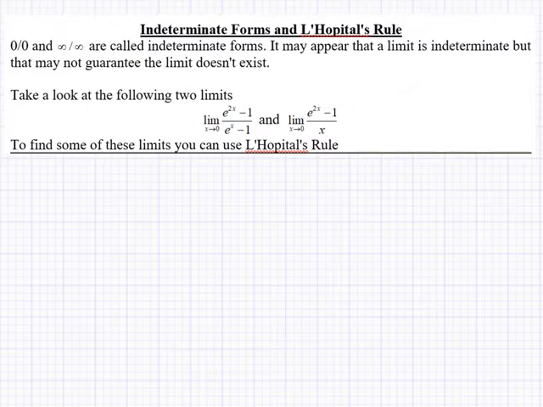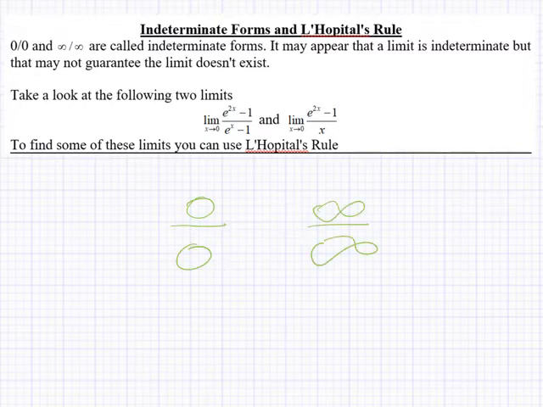Undefined means something doesn't have a value. It never will have a value, no matter what you do. Indeterminate means we don't know what the value is. The value still needs to be determined. And so two of the most common indeterminate forms are 0 over 0 and infinity over infinity.